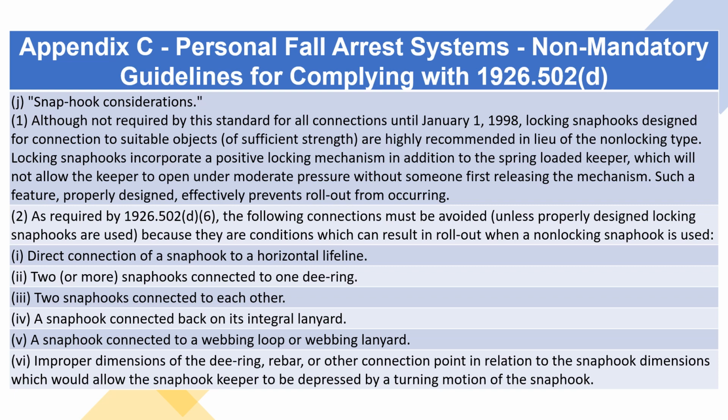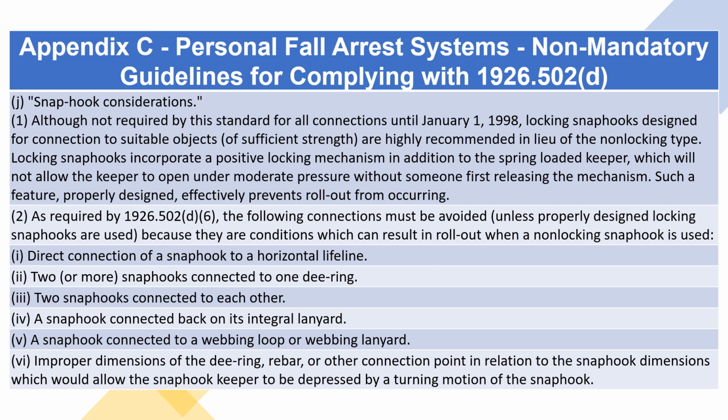1. Although not required by this standard for all connections until January 1, 1998, locking snap hooks designed for connection to suitable objects of sufficient strength are highly recommended in lieu of the non-locking type. Locking snap hooks incorporate a positive locking mechanism in addition to the spring-loaded keeper, which will not allow the keeper to open under moderate pressure without someone first releasing the mechanism. Such a feature, properly designed, effectively prevents rollout from occurring.